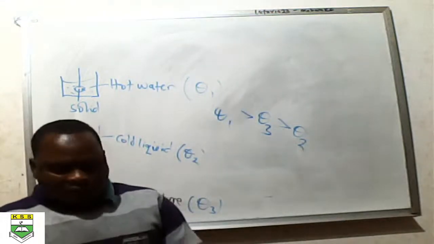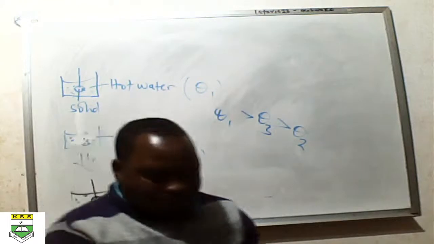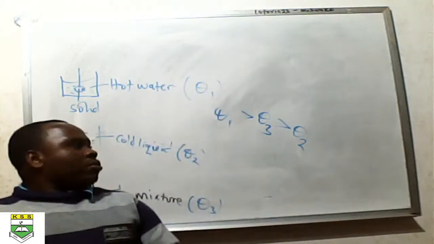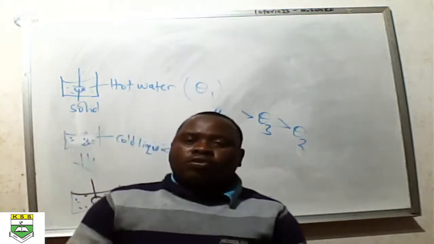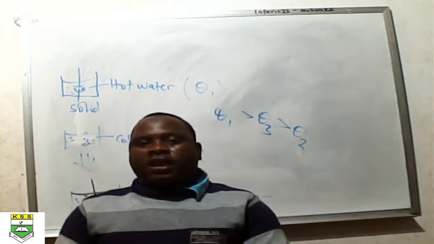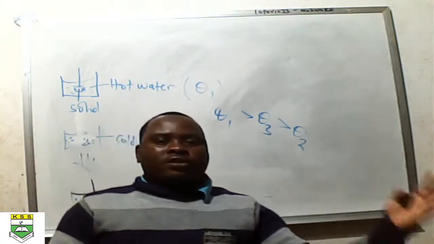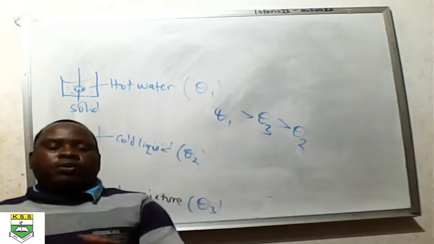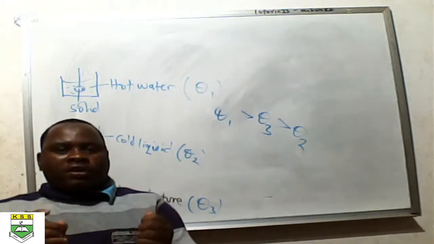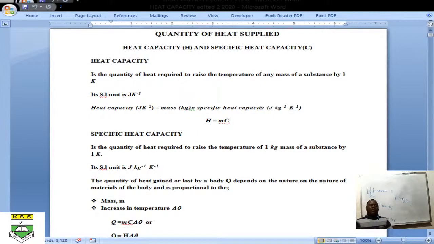I want us to look at one more example about the method of mixtures, and then we proceed. In today's session, we are going to concentrate on what we call latent heat. Latent heat is heat for change of state. When a substance changes state, like from solid to liquid or from liquid to vapor, there is a special heat that is absorbed at that point. That heat is what we call latent heat, as we are going to see. But before we go to latent heat, I want to first take you through this example.